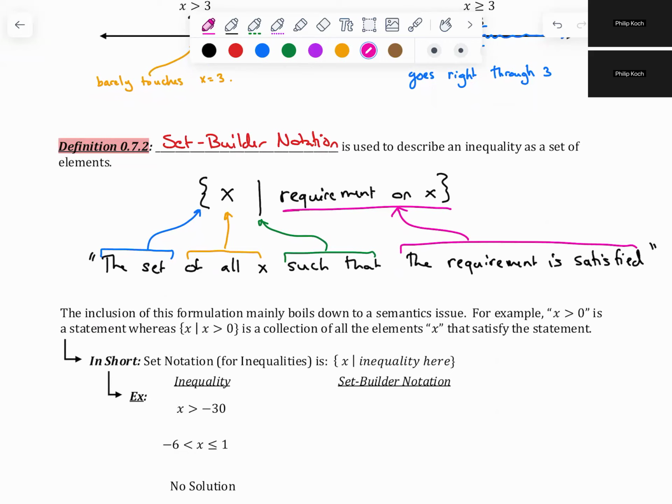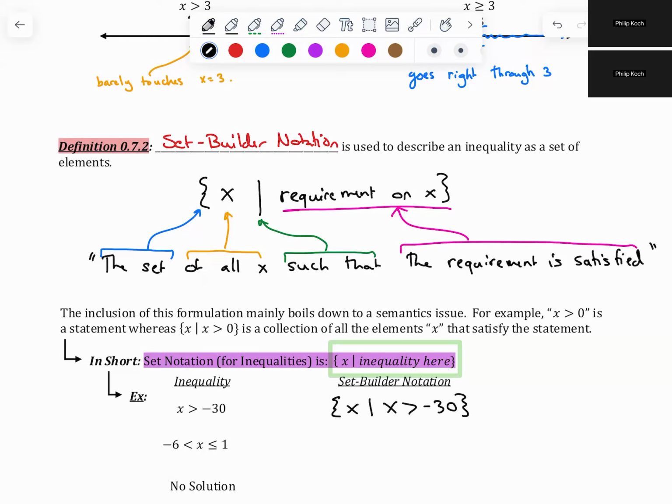And so in short, the trick is the set notation for inequalities, which is basically the only way we're going to see it, is this: the set of all x such that your inequality goes there. That's all it is. So when you see it on your homework, that's what this means. So the set builder notation for the inequality x is strictly greater than negative 30 is curly brace x such that x is greater than negative 30. That's all it is. It's just a semantics thing.